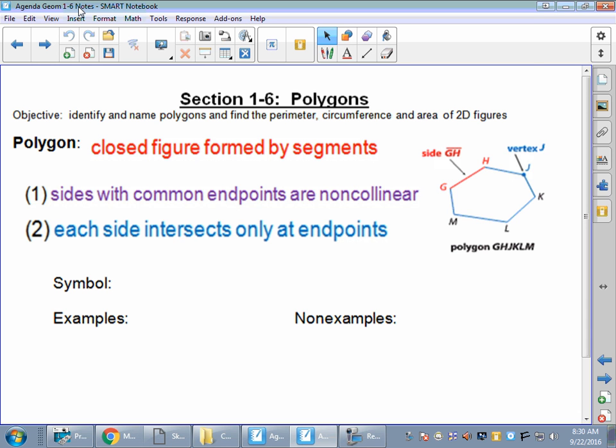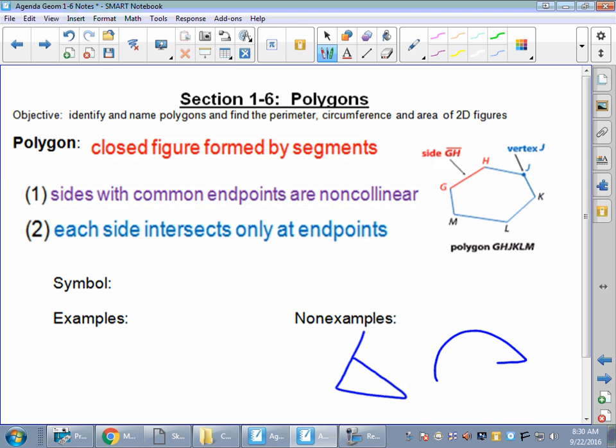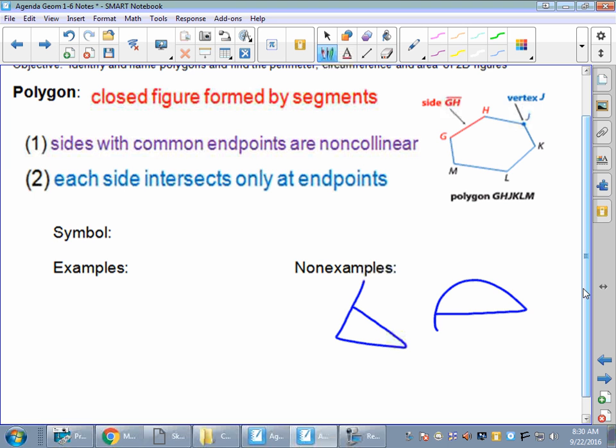So you couldn't have something weird like that. We couldn't have something weird like that, because that's got a curve, not a segment. We couldn't have something like that, because they intersect at a point other than the endpoints.